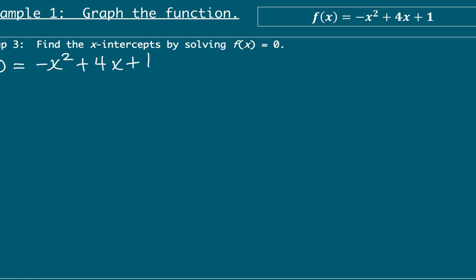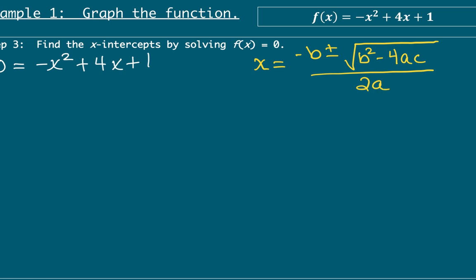We also have the quadratic formula at our disposal, which, if you remember from way back in the day, is x equals negative b plus or minus the square root of b squared minus 4ac, all over 2a, which is a great formula and works every time.